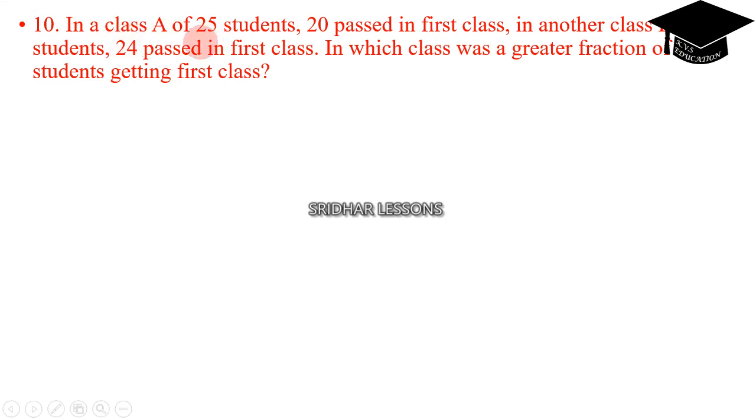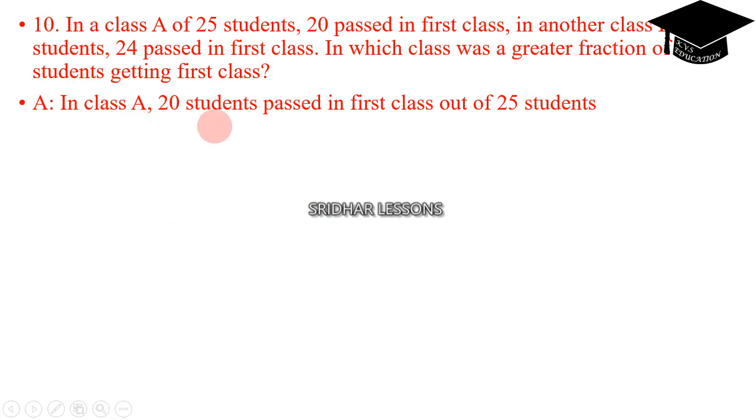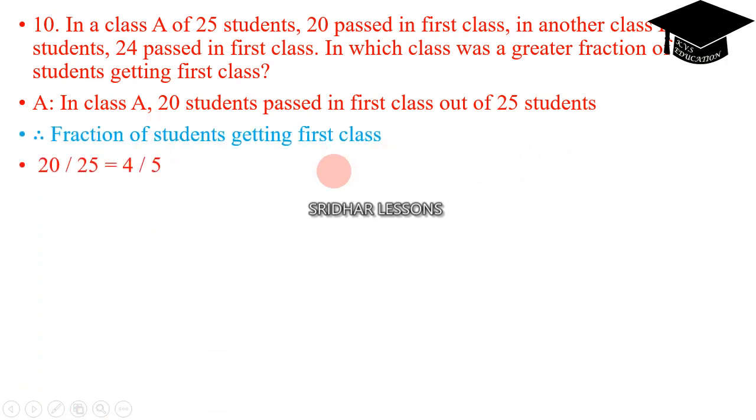Tenth problem. In a class A of 25 students, 20 passed in the first class. In another class B of 30 students, 24 passed in the first class. In which class was a greater fraction of students getting first class? Again comparing the fractions. In class A, 20 students passed in the first class out of 25 students. That means the fraction is 20 by 25. If we cancel with 5, this fraction is simplified into 4 by 5.